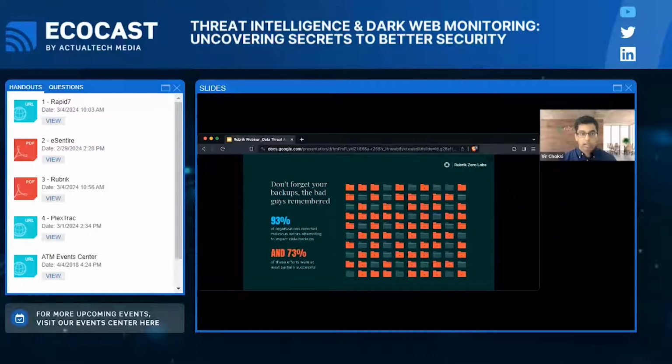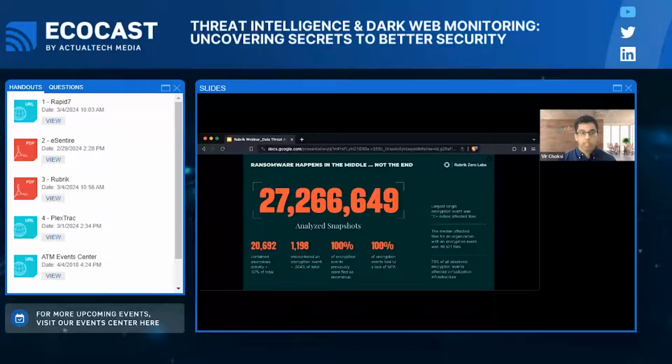Now, 93% of organizations reported malicious actors attempting to impact their data backups. Backups are often your last line of defense, and if your backups are not available and clean, the victim is much more likely to decide to pay a ransom to the cyber criminals. Now, about 73% of those efforts were at least partially successful. And so backups are something that both IT and security teams have an interest in.